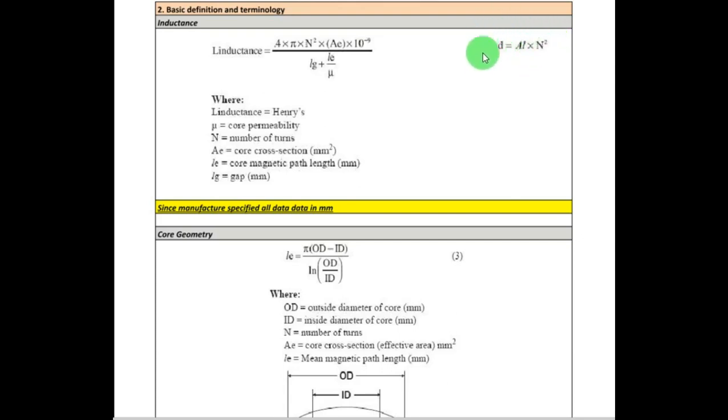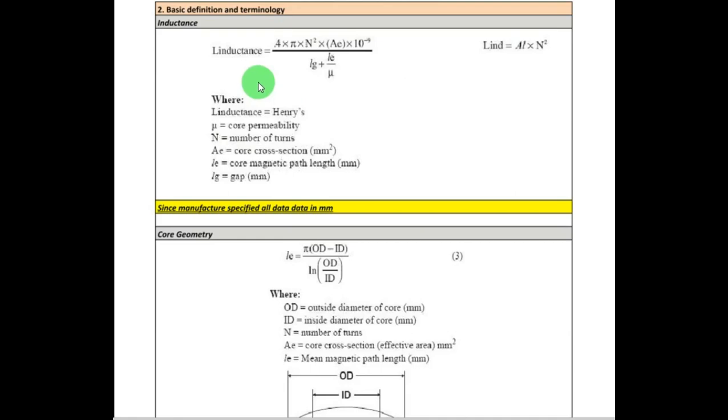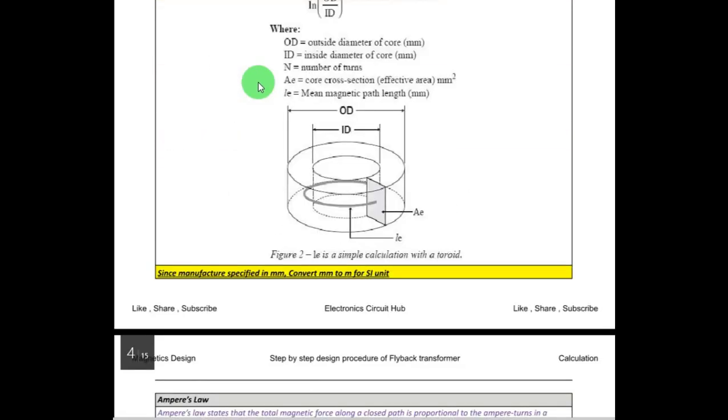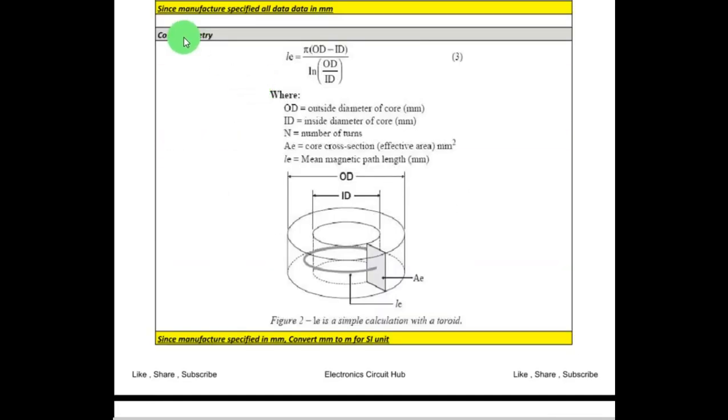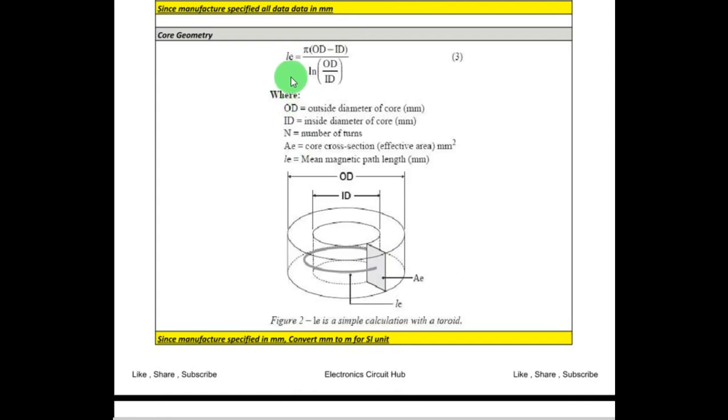So the inductance value is directly proportional to the AL value times the square of the primary turns. This is all about the calculation of inductance, and let us understand a bit about the core geometry. LE is the core magnetic path length. So how will you calculate the LE value? That means the mean magnetic path length.